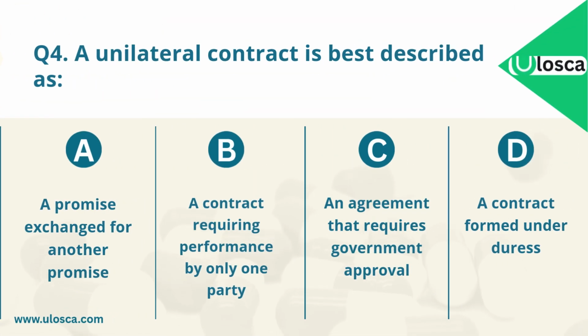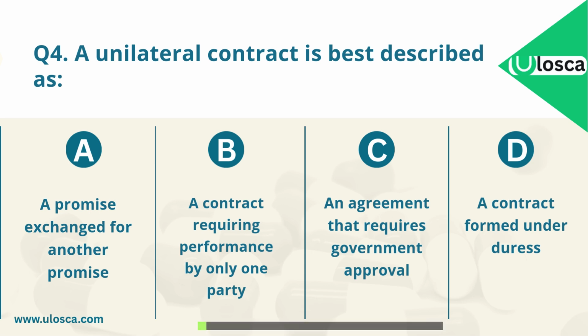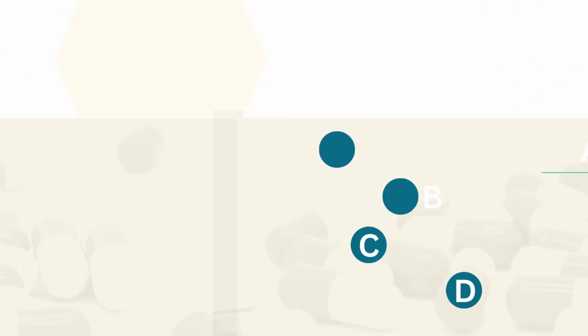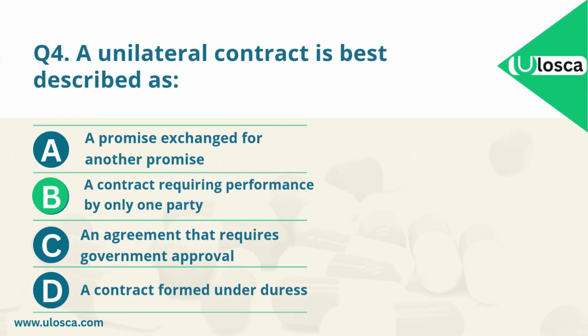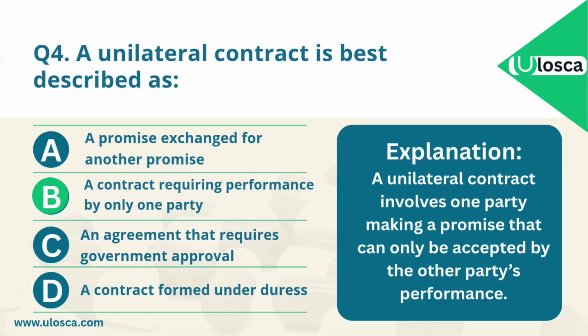Question 4. A unilateral contract is best described as A. A promise exchange for another promise. B. A contract requiring performance by only one party. C. An agreement that requires government approval. D. A contract formed under duress. Which one is the correct answer? The correct answer is B. A contract requiring performance by only one party. Explanation. A unilateral contract involves one party making a promise that can only be accepted by the other party's performance.